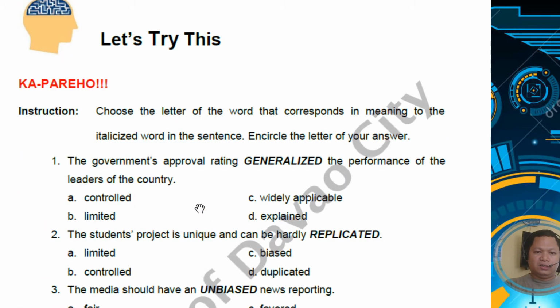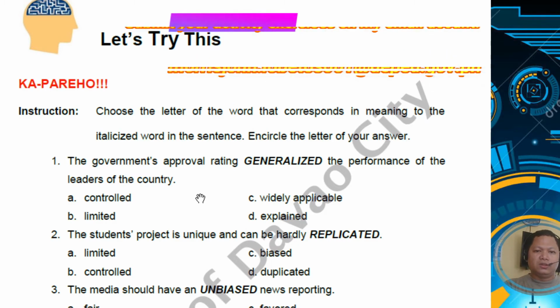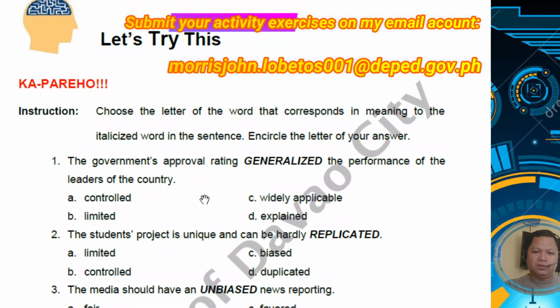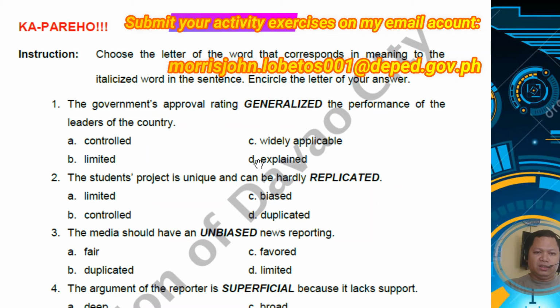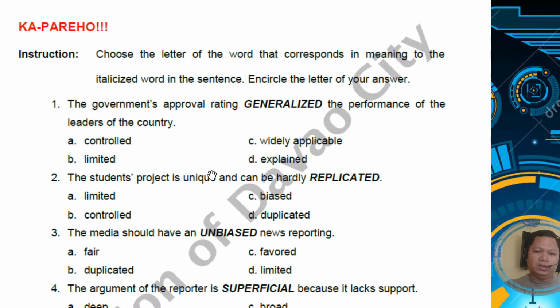Okay, let's try this. Choose the letter of the word that corresponds in meaning to the italicized word in a sentence. Circle the letter of your answer. Number 1. The government's approval rating generalized the performance of the leaders of the country. So the answer is... Okay, very good. Letter C. It is widely applicable.